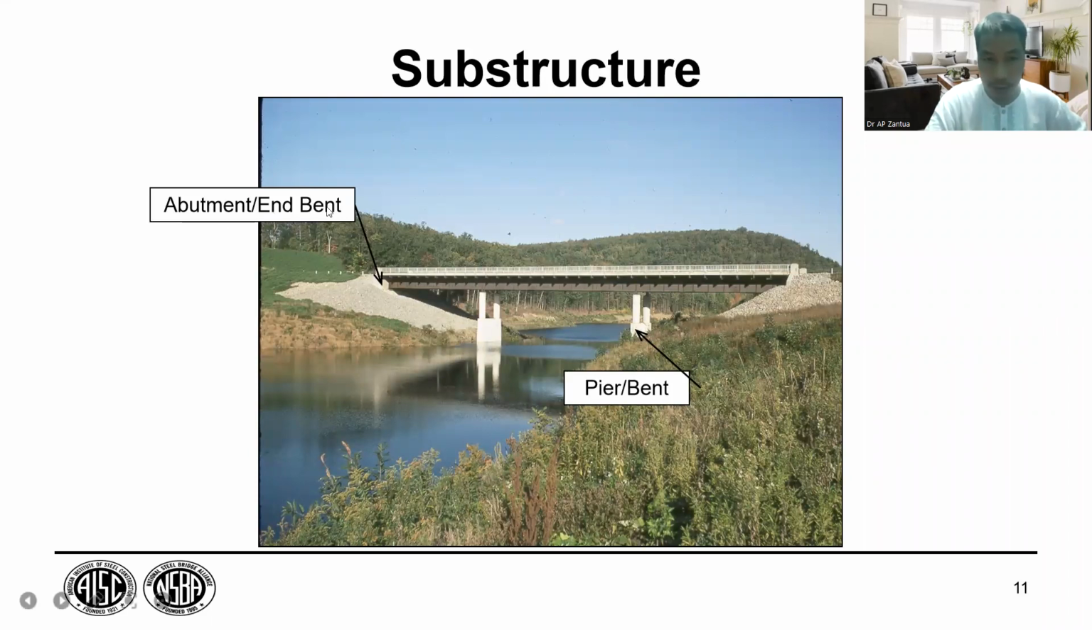Okay, so in pictorial view, we have abutment and end bent. Which are those? This portion, from that point to that point, is the abutment. This is also an abutment from another end. That is what we call abutment, or end bent.